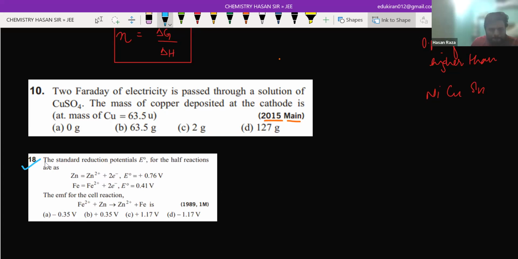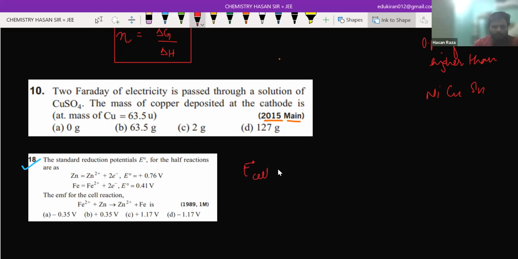Go for question number 18. Very easy question. Let me know, will it be minus 0.35 volt or plus 0.35 volt? Yes, ma'am. Please correct it. Let me check it.